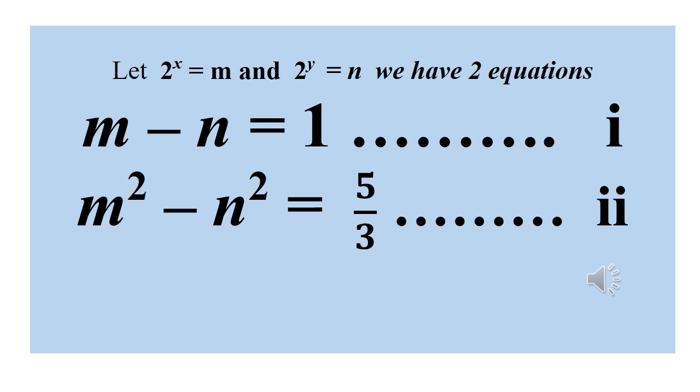Now, since we have 2 raised to power x and 2 raised to power y common in both equation 1 and equation 2, we can let 2 raised to power x be m, and let 2 raised to power y be n. Now if we plug in m in place of 2 raised to the power x and n in place of 2 raised to the power y, then we have m minus n equals 1 for equation 1. Then m squared minus n squared equals 5 over 3 for equation 2.